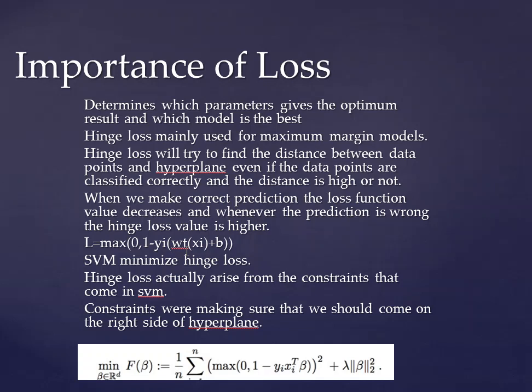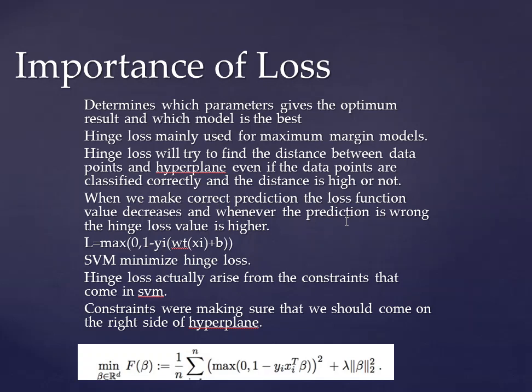So what should we get from this equation? This is the value of the loss function, that is the hinge loss, and this is the value of the penalty. Hinge loss actually arises from the constraints in the SVM, and the constraints make sure that we land on the right side of the hyperplane. When we make a correct prediction, the loss function value decreases, and whenever the prediction is wrong, the hinge loss value is higher. How can we confirm it?